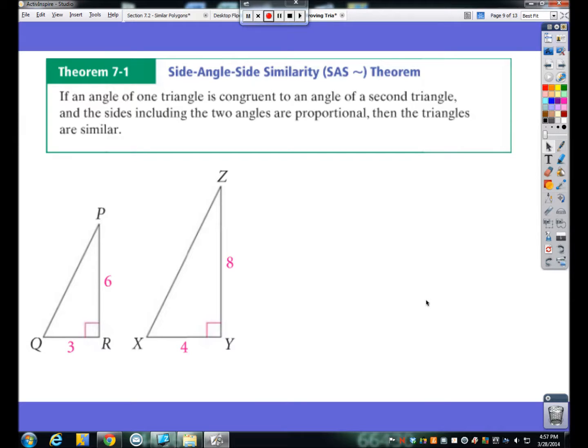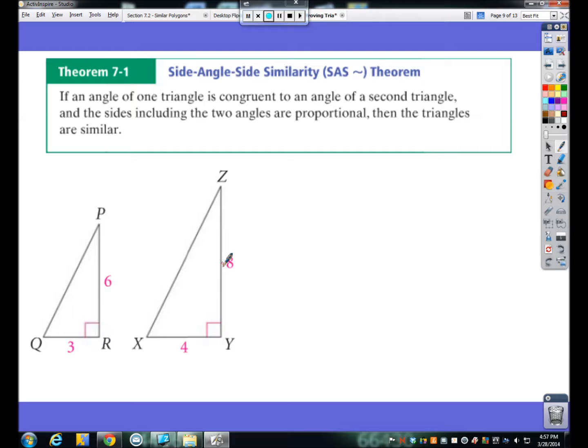Second shortcut, side angle side, squiggle mark. This is why we have to put the squiggle mark here. Because if I didn't put the squiggle mark and you saw side angle side, you would think these two triangles are congruent. But that's not necessarily the case. So if you see side angle side squiggle mark, that means that they are just similar. If you say side angle side no squiggle mark, that means they are congruent, meaning that all the sides are congruent and not necessarily proportional.